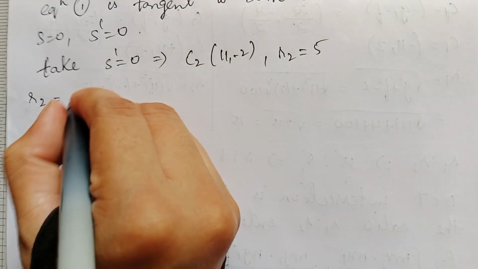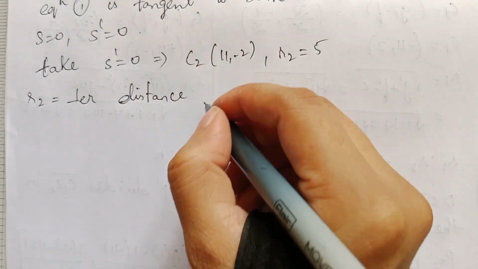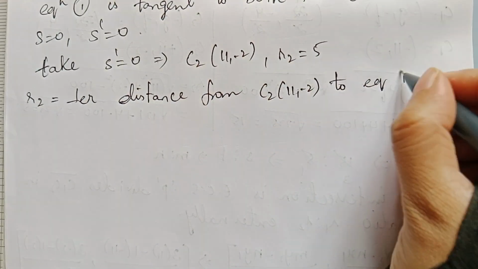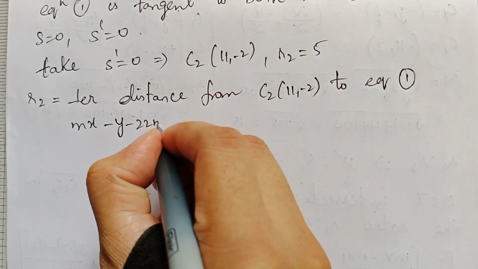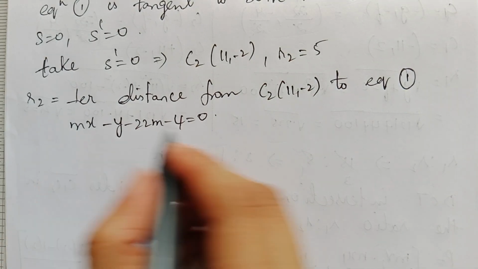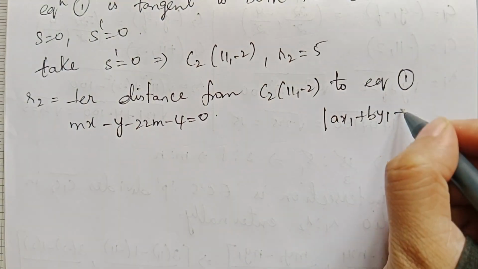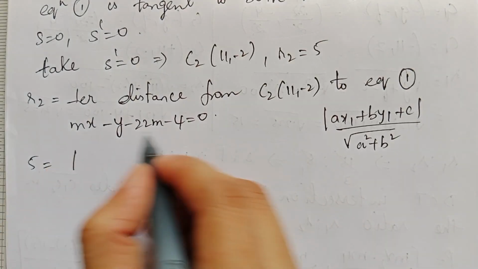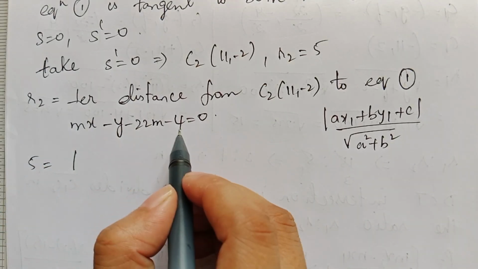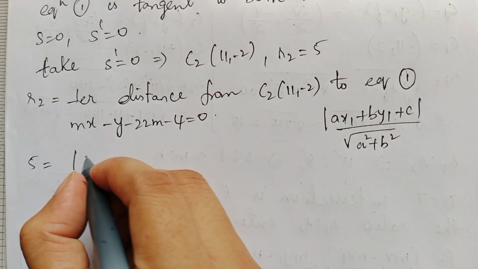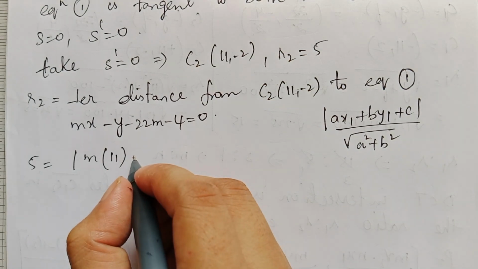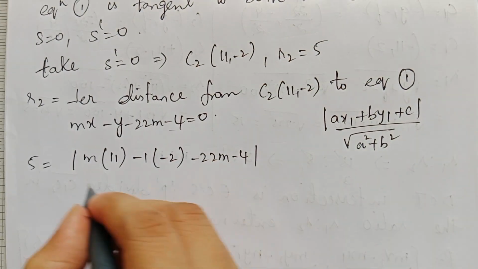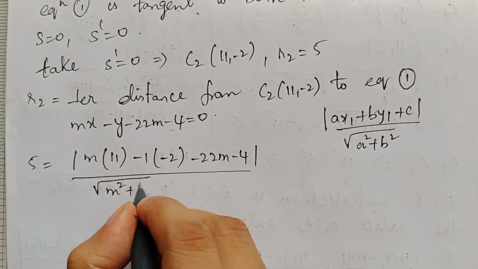So the R2 is nothing but the perpendicular distance from the center to the tangent, right? From center C2 11 comma minus 2 to equation 1, which is nothing but mx minus y minus 22m minus 4 equals to 0. So we have to take the perpendicular distance formula, which is mod of (ax1 plus by1 plus c) by root of a square plus b square, right? So the R2 value 5 is equal to mod of, this equation can be compared with ax plus by plus c equals to 0, okay, because it is nothing but a straight line. So here the value of a is m into x1 value is 11 and the value of b is minus 1 into y1 is minus 2 and the value of c is minus 22m minus 4 by the root of m square plus minus 1 square.